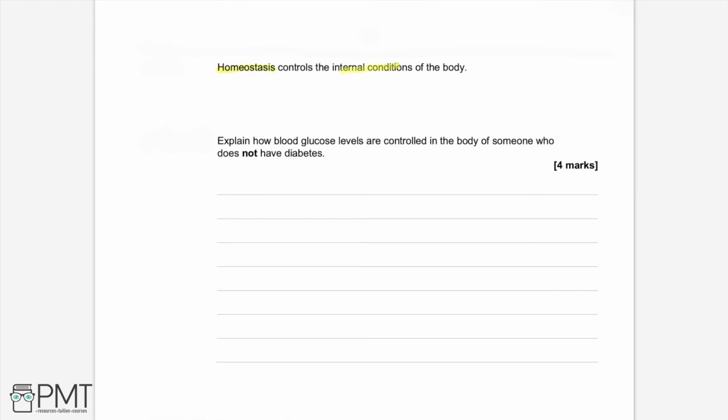Homeostasis controls the internal conditions of the body. Explain how blood glucose levels are controlled in the body of someone who does not have diabetes. Well, let's think about how blood glucose levels are controlled. Well, initially, we have normal conditions of blood glucose. But what happens if they change? Well, first of all, if there's an increase in glucose concentration of the blood, then insulin is produced.